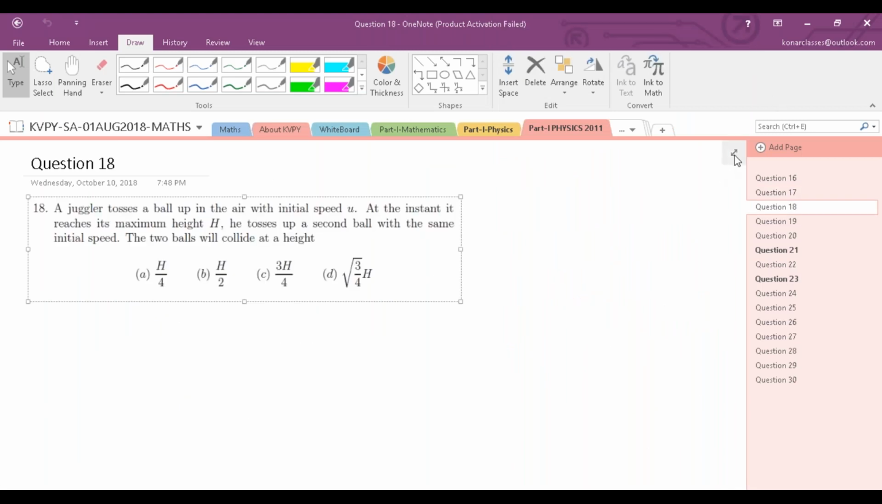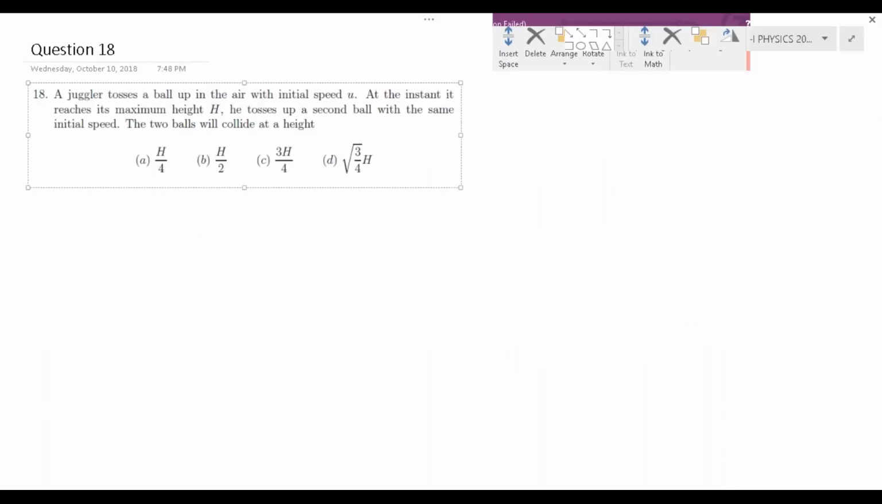The next question tells that a juggler tosses a ball up in the air with initial speed u. At the instant it reaches its maximum height h, he tosses up a second ball with the same initial speed, which is u. The two balls will collide at a height that we need to find out. So let us first visualize this problem. Let's go through the statement and let me draw the diagram.